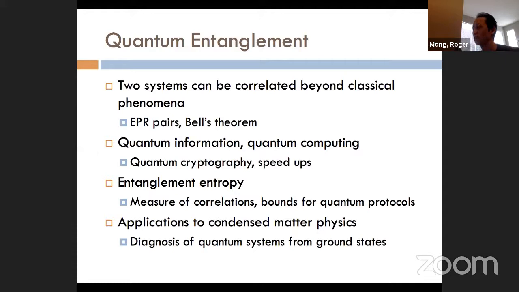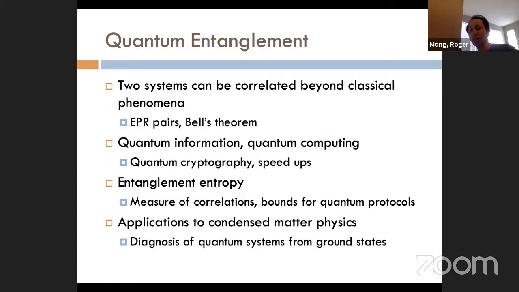And of course, there's a number of applications that come out of quantum information, including quantum cryptography and various algorithms for quantum computing. One of the key tenets when studying quantum information is the quantum entanglement entropy, which in this case, whenever I say entanglement entropy, I mean the von Neumann entropy. It's useful because it basically measures the amount of correlations. Strictly speaking, the entanglement entropy doesn't distinguish between quantum versus classical correlations, and for the remainder of my talk, I'm not really going to make that distinction. Recently, there have been a lot of applications of quantum information to condensed matter physics, specifically about diagnosing quantum systems.